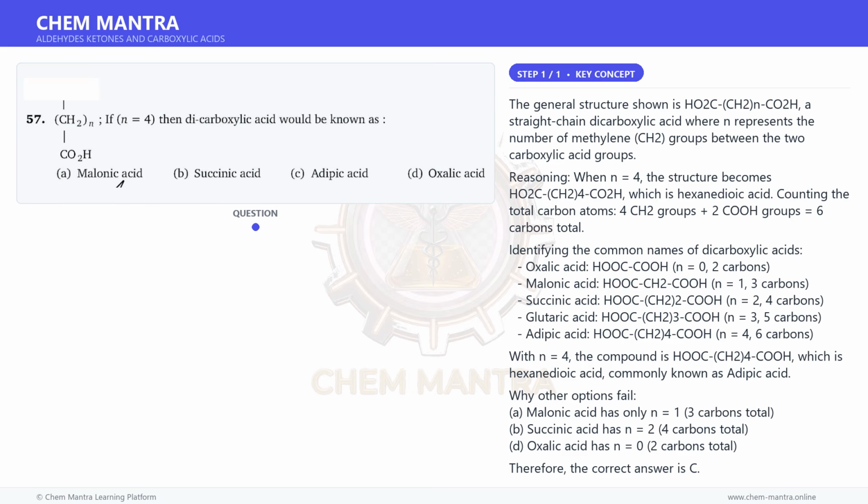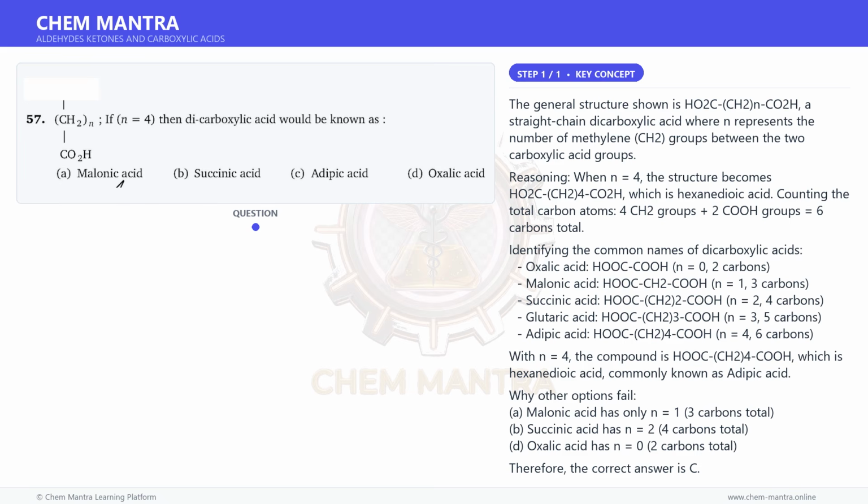Adipic acid, HO2C-(CH2)4-CO2H, n is equal to 4, 6 carbons. With n equal to 4, the compound is HO2C-(CH2)4-CO2H, which is hexanedioic acid, commonly known as adipic acid. Why other options fail?